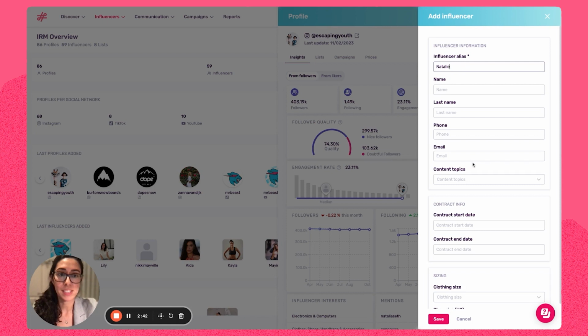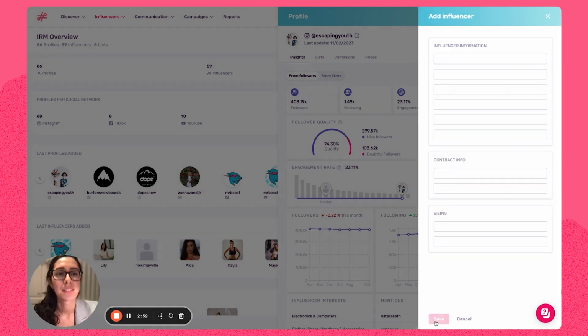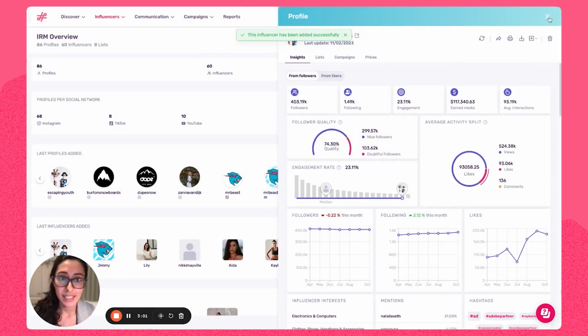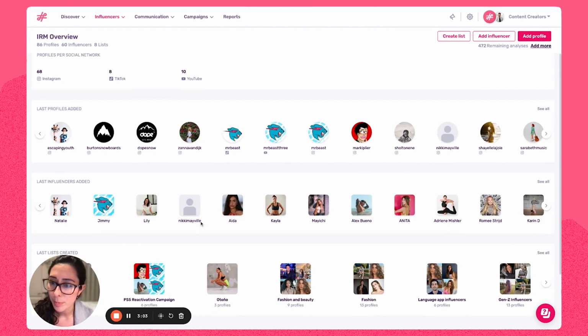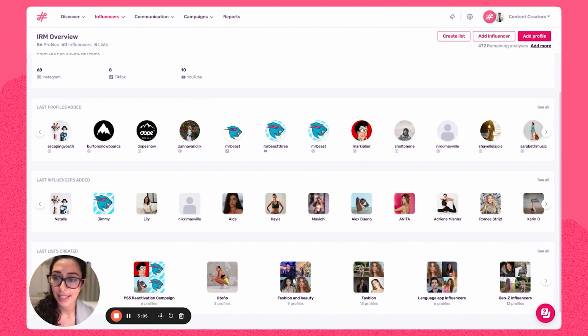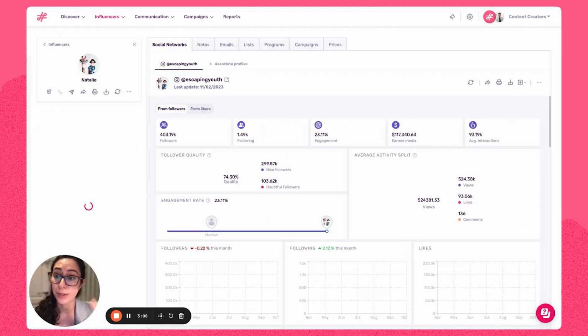Now this is important because later you can use this alias to plug her name into bulk emails and stuff like that. So make sure you actually save the name that you know this influencer likes to be called, instead of something like cool photography influencer. Now I'm going to click save, and you'll see how this influencer now appears on my IRM overview page. So now that Natalie has a page, I'm going to click on it and I'll show you the complete page.